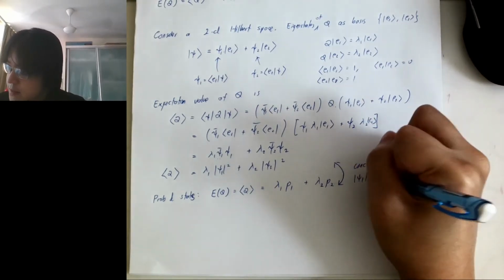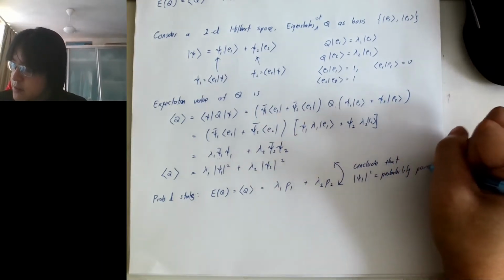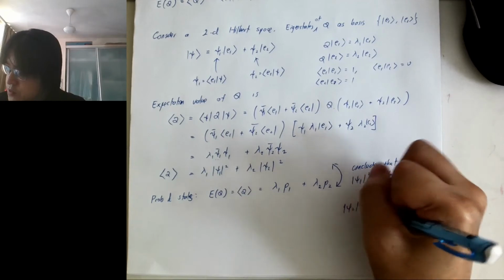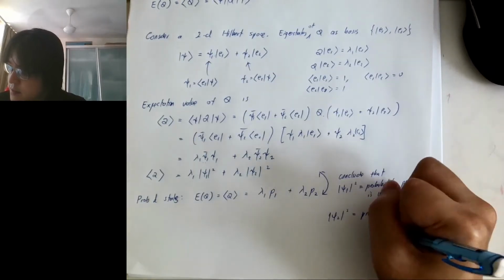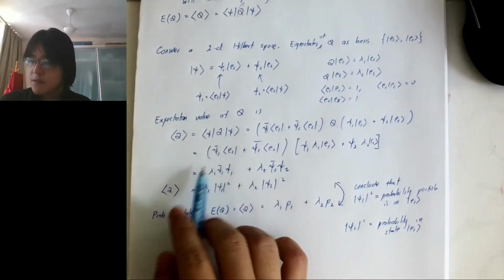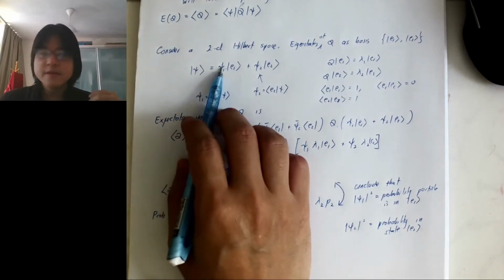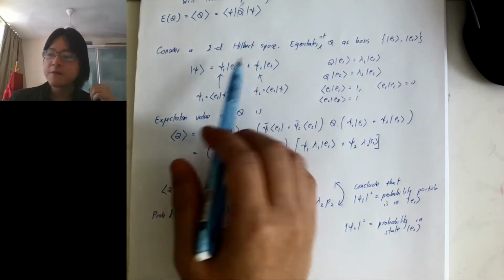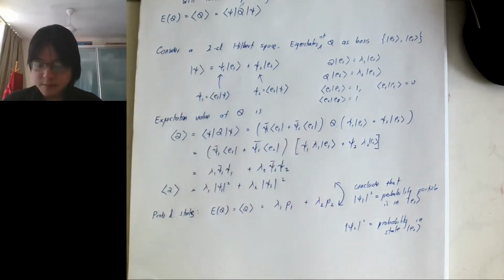psi 1 is the probability that the particle is in state E1, and similarly, psi 2 is the probability in state E2. So the psi 1 coefficient, the complex conjugate, is actually telling you the probability. Well, the absolute value will be the probability. The psi 1 by itself is not yet the probability. It's the square root of probability with complex numbers.